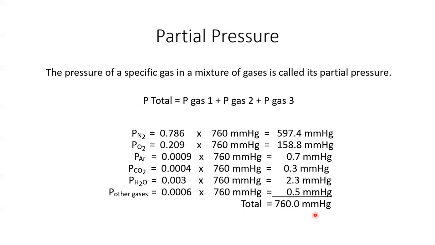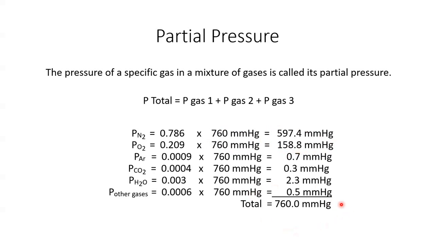So as an example, 78.6% of the gas in the atmosphere is nitrogen. If we multiply this percentage by atmospheric pressure, we get 597.4 millimetres of mercury. This is the partial pressure of nitrogen in the atmosphere. We'll look at another example. So oxygen, we have 20.9% oxygen in the atmosphere. We multiply this by the total atmospheric pressure. We get 158.8 millimetres of mercury, and this is the partial pressure of oxygen at sea level.